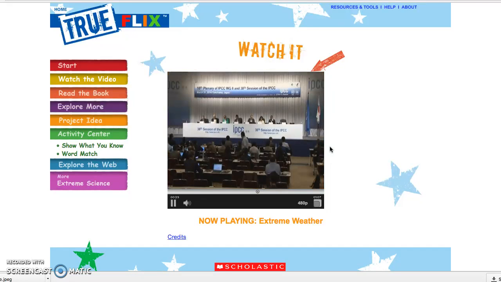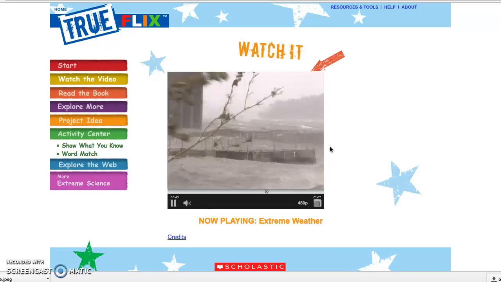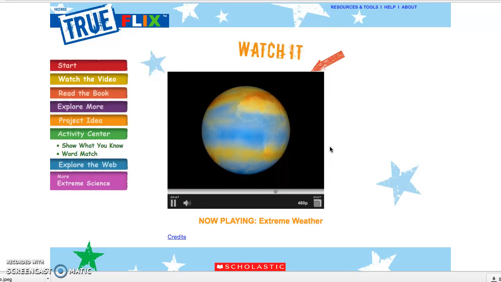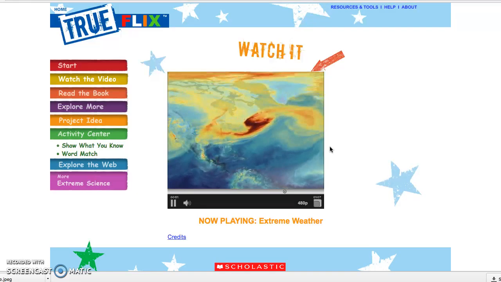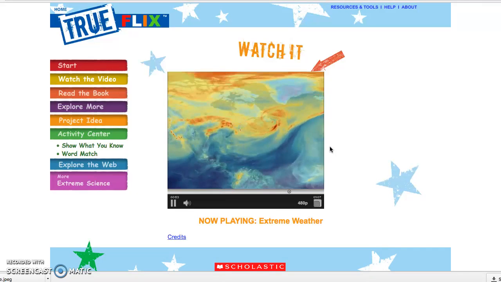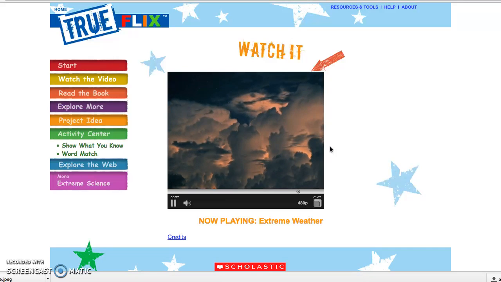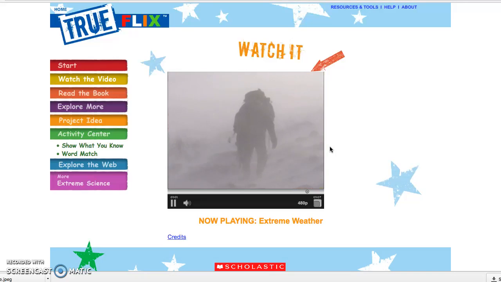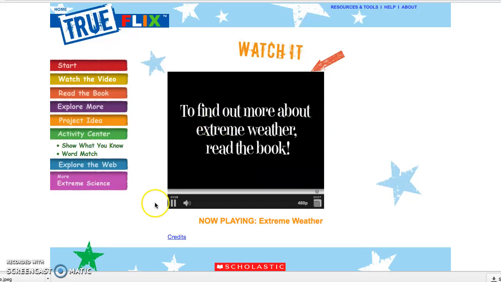Many scientists think that the greater frequency of extreme storms, such as Katrina and Sandy, can be traced to global warming and climate change. Researchers are now investigating how global warming and its effect on ocean temperatures could be spawning all sorts of extreme weather events, from intense thunderstorms and violent tornadoes to blistering heat waves and howling blizzards. To find out more about extreme weather, read the book.